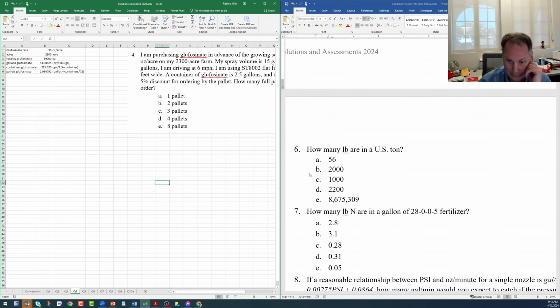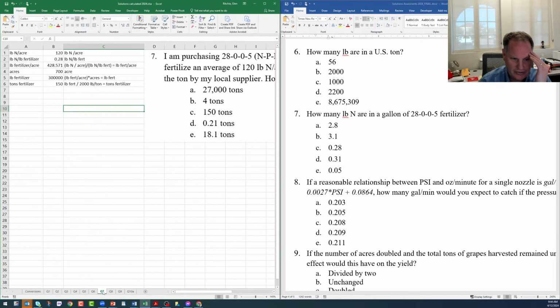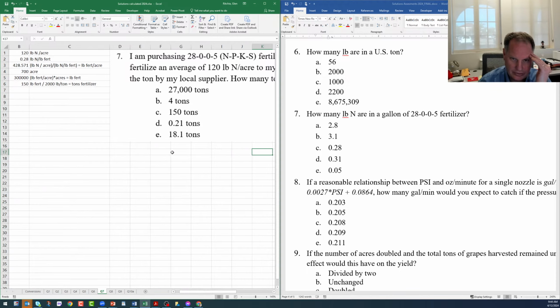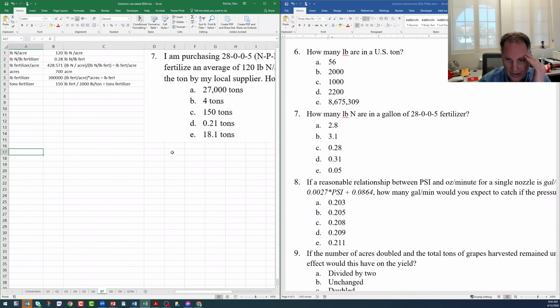Hopefully you noticed that. How many pounds of nitrogen are in a gallon of 28-0-0-5 fertilizer? So let's see, that's question 7. You'll notice that in our gallon of fertilizer, it's 11.1 pounds per gallon. So we've got to do 11.1 times 28% or 0.28, 3.1 pounds in a gallon, so B.